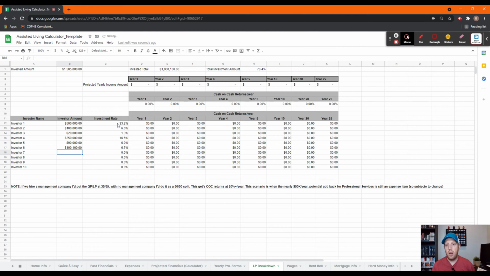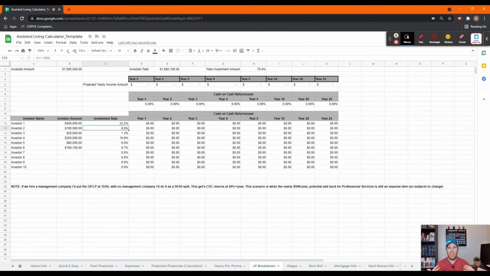And then you can see here, this investment rate says, okay, on the return, our limited partners make $300,000 over the course of a year. And of that $300,000, 33% is going to go to this investor, and 6% of that $300,000 is going to go to this investor. So that's the limited partnership breakdown at a super high level.